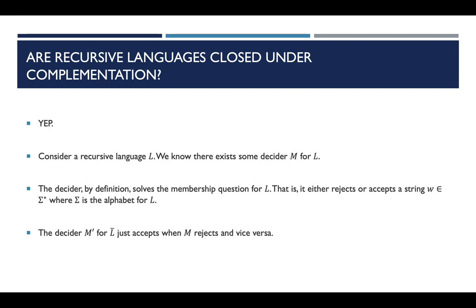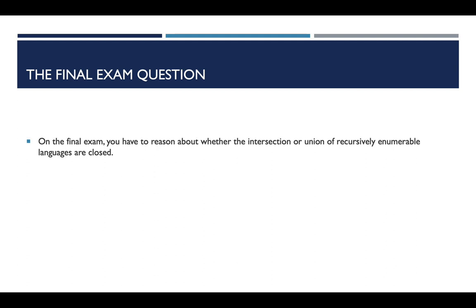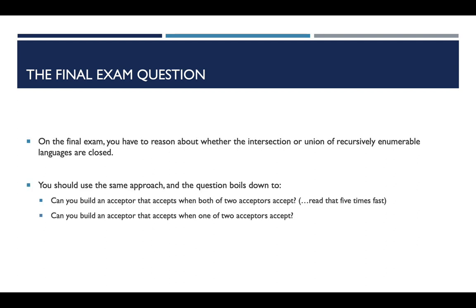And the reason is because of the definition of what a decider is versus what the definition of an acceptor is. So we want to break this down very concretely for what you have to do on the final exam. On the final exam, you have to figure out if the intersection or the union of recursively enumerable languages are closed. And what that actually means, boiled down to English, is can you build an acceptor that accepts both of two acceptors when they accept?